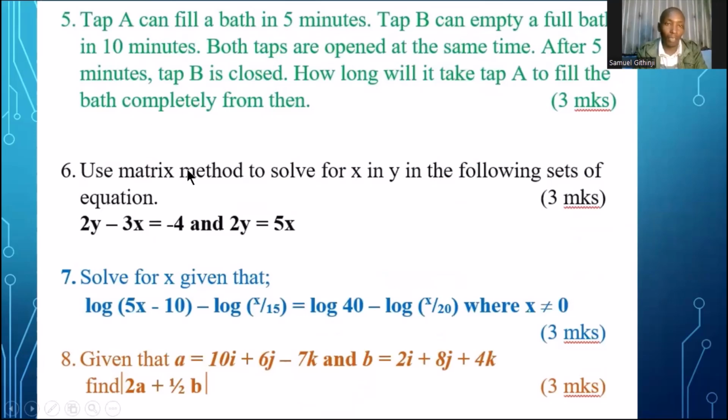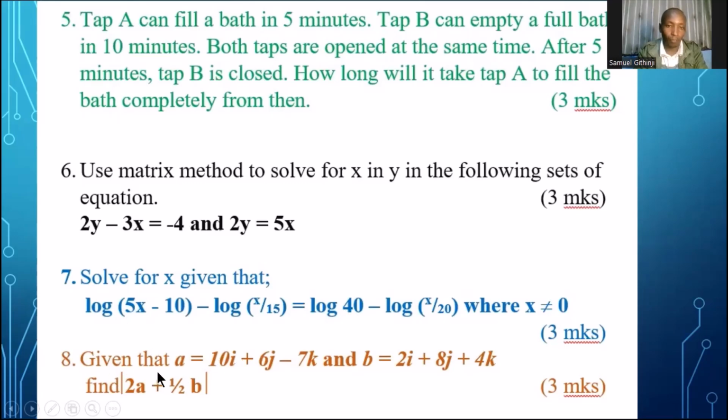Then question 6, a matrix question. That is application of matrix. You're supposed to use a matrix method to solve the pair of simultaneous equations given. Question number 7, this is a logarithm question. Further logarithm application, as you can read there, my student, then you solve for x.